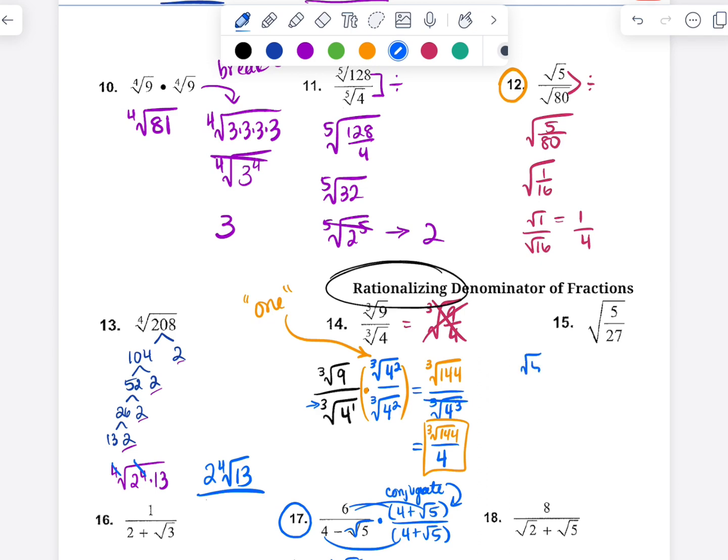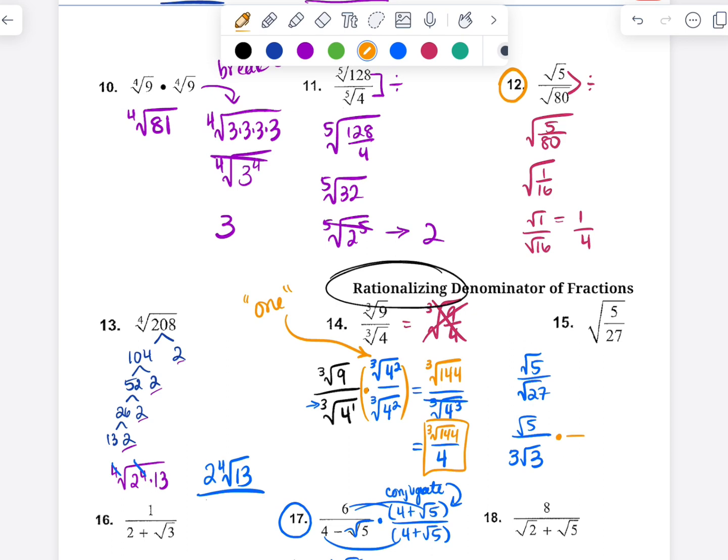So I'm going to rewrite this as the square root of 5 over the square root of 27. And the square root of 27 has a perfect square in it. It's really 3 square root of 3. And so this brings up an opportunity where I can talk about how you only need to multiply the top and bottom by the root that you need.